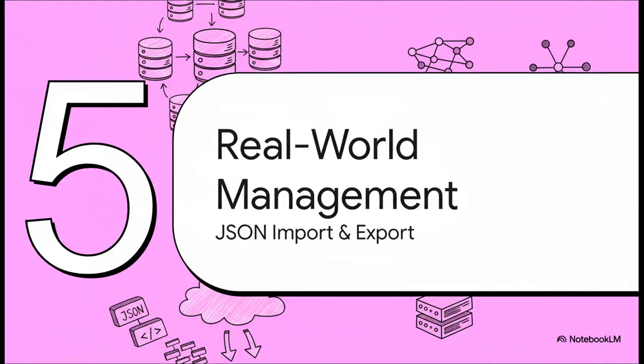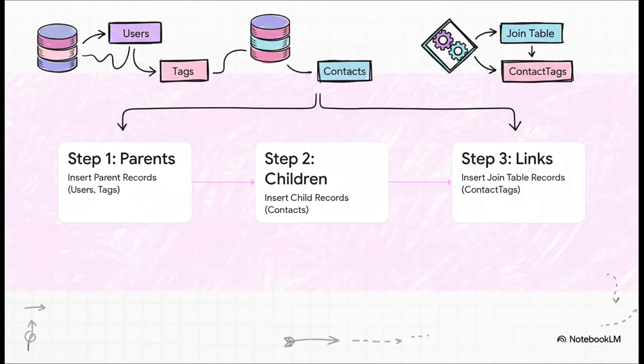Okay, let's bring all this theory back down to earth with a very practical real-world scenario. Just getting your data in and out of the database. You know, whether you're setting up a new server, making backups, or migrating data, you need a smart way to handle all these relationships. When you're importing data, order is absolutely everything. You have to respect the dependencies that your foreign keys create. You can't, for example, create a contact that belongs to a user if that user doesn't even exist yet. It's just common sense. So you always insert the parent records first, the users and tags. Then the child records, the contacts. And dead last, you insert the join table records that link everything together.